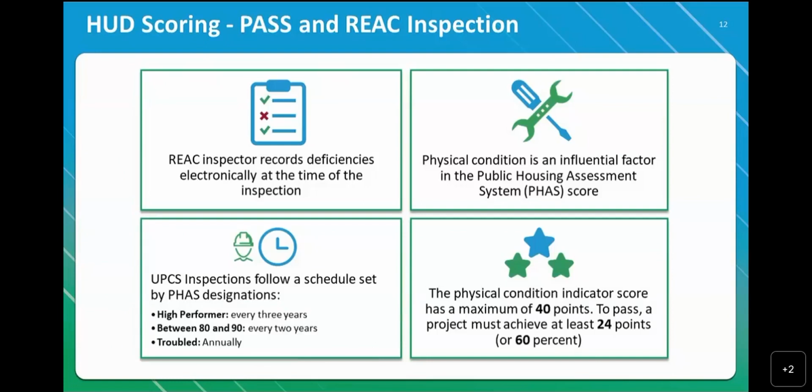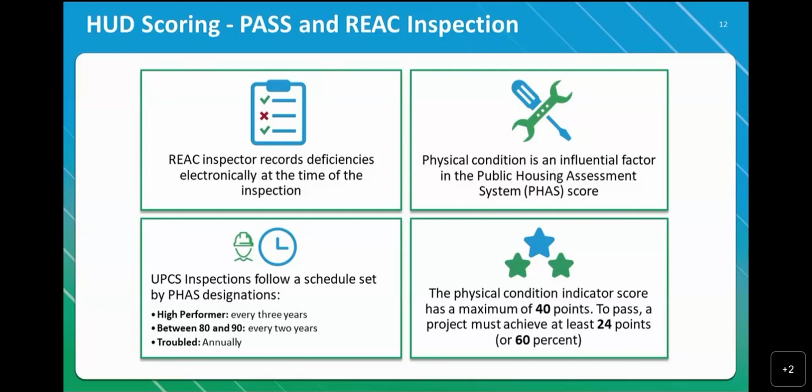So the importance of HUD scoring, PASS, and REAC inspection, which are correlated, are based on documenting your deficiencies, and many of them, of course, do it electronically now. The physical condition factors have a weight, a score that feeds into your Public Housing Assessment System score overall. Your UPCS inspections follow a set schedule based on your performance for the housing authority in general.